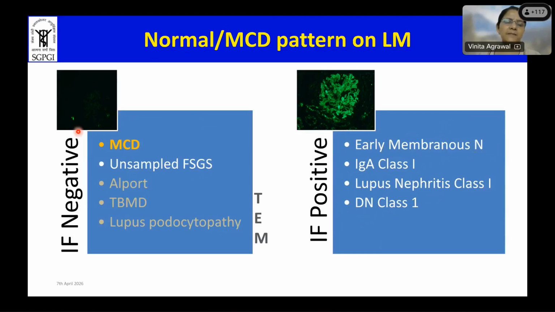Whereas if IF is completely negative, you think of MCD, because the nephrologist has done a biopsy, always keep in mind that you have to rule out an unsampled FSGS. Of course, Alport's and thin basement membrane and lupus podocytopathy are the conditions which can also show you a normal or an MCD pattern.